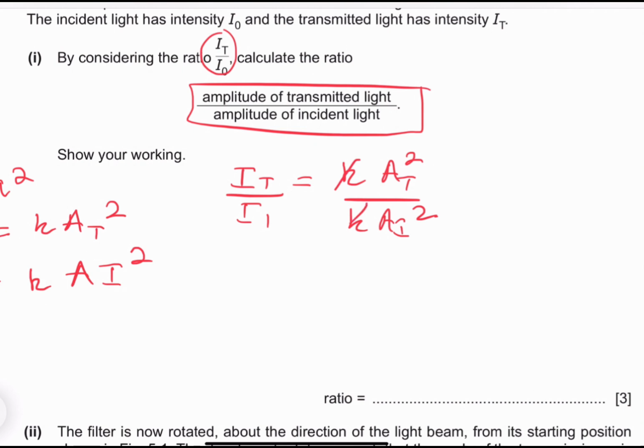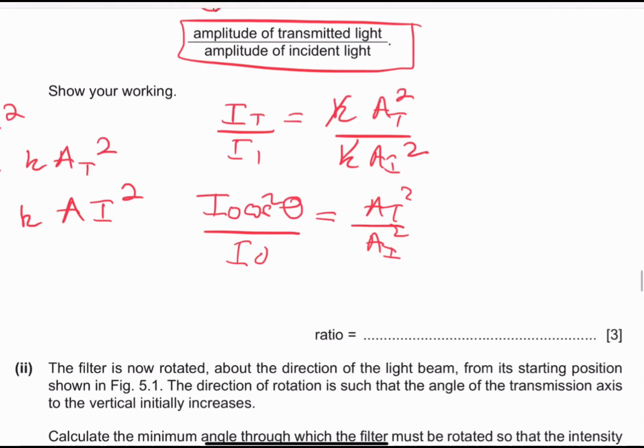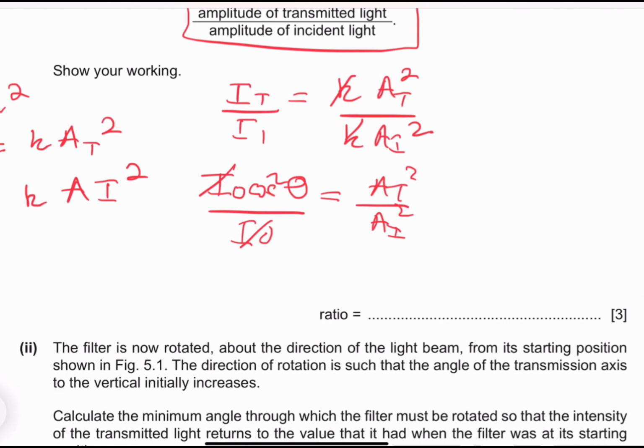So that K cancels out. But we know that the intensity that we get out is actually I naught cos squared theta, divided by I naught, which is equivalent to AT squared over AI squared. So this basically cancels out, and AT over AI is basically the square root of cos squared theta.